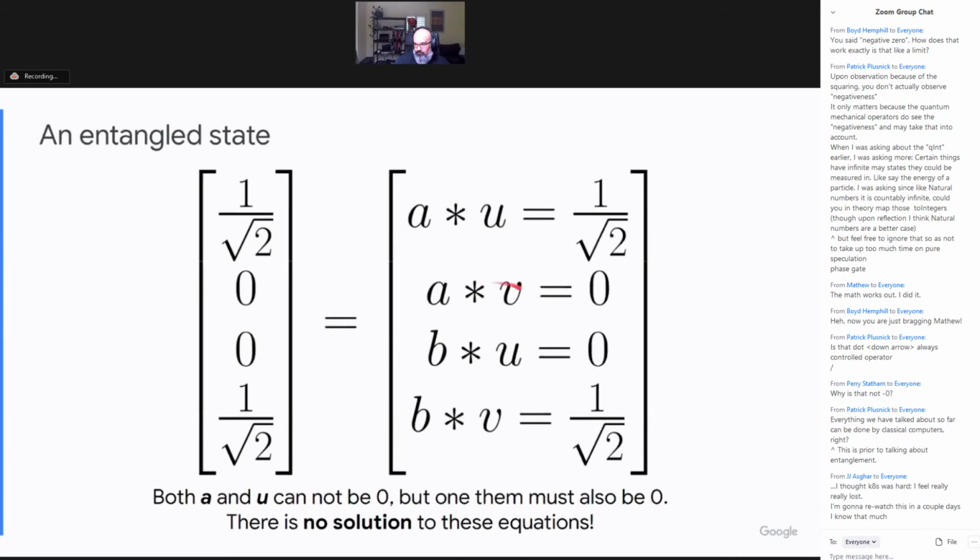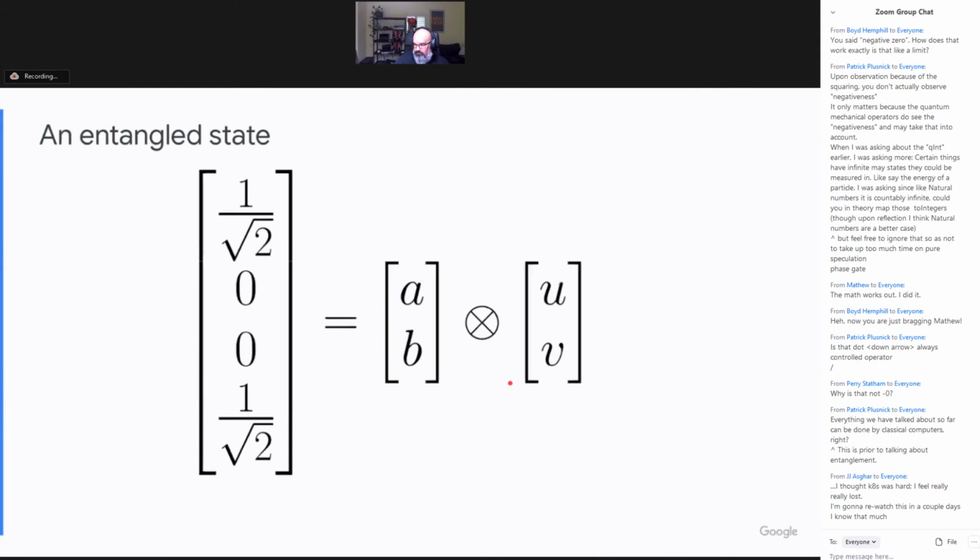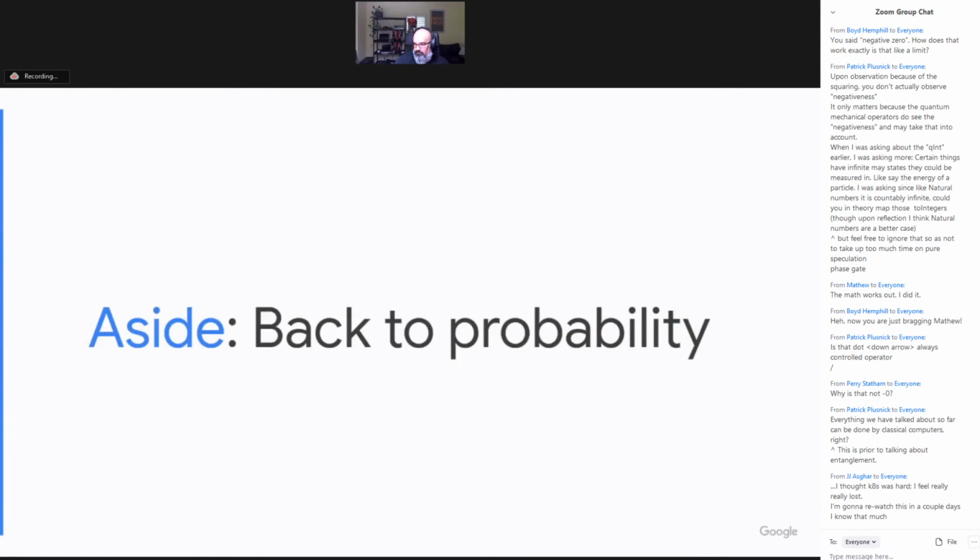But wait a second. In order for this to be 0, either A or V must be 0. But in order for this to be 0, either B or U must be 0. But B can't be 0, otherwise this would be 0. U can't be 0, otherwise this would be 0. This is ridiculous. It's absurd. It's impossible. It's entangled. It can't be a tensor relation. This is a perfectly valid state for qubits to wander into, but you cannot express it as the product of 2 qubits. They are entangled. All right.